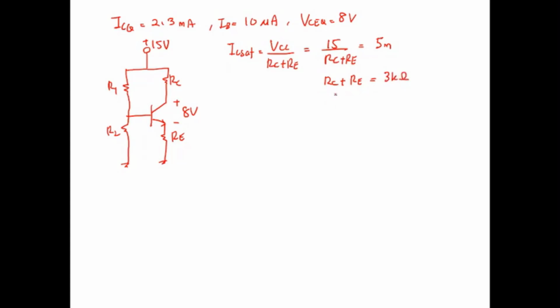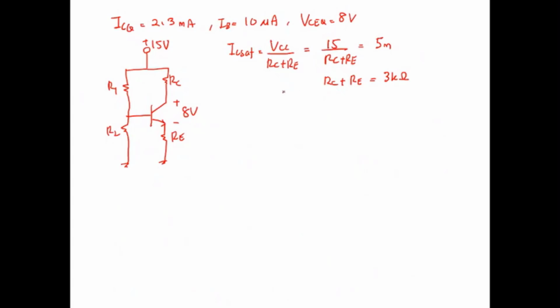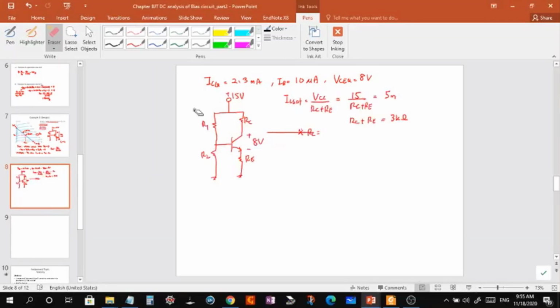Now you need to choose reasonable values for RC and RE. We make some restriction: we want RC to be 11 times bigger than RE. So we have this restriction, RC needs to be 11 times bigger than RE.